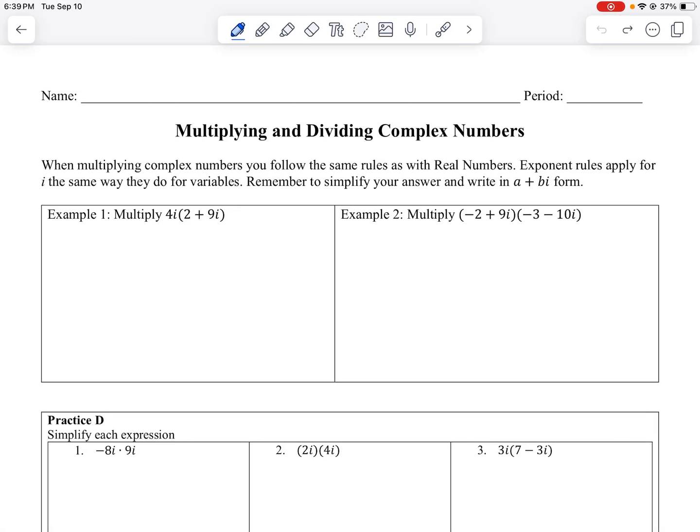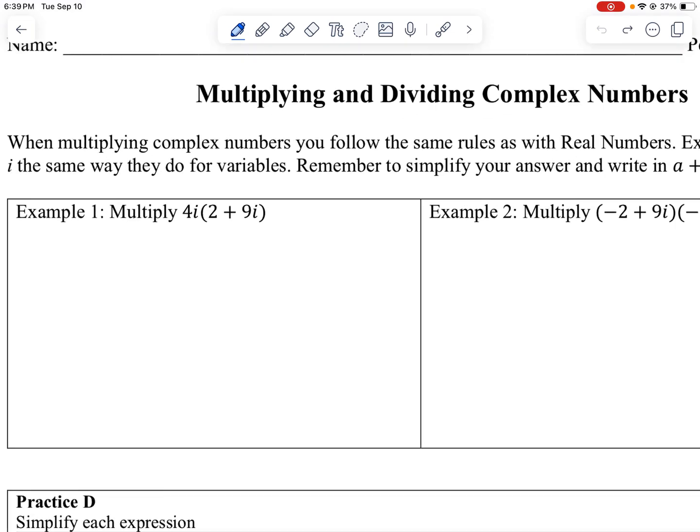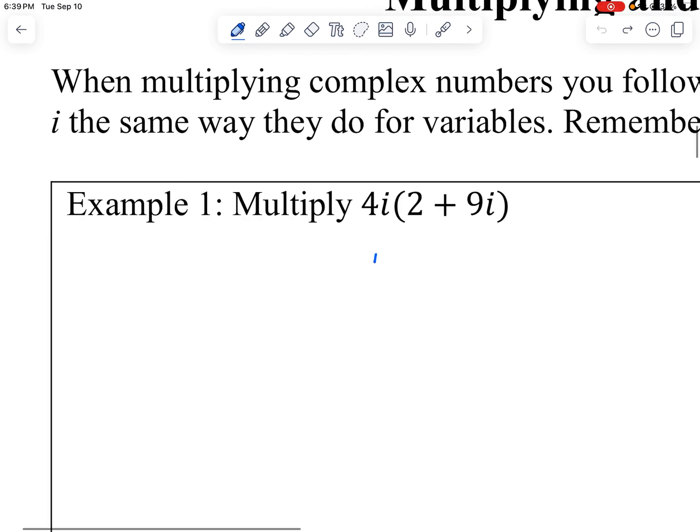Ladies and gentlemen, time for a lesson on multiplying and dividing complex numbers. So last time we learned about this lovely little thing here called i, and i is equal to the square root of -1. And we also added and subtracted complex numbers.